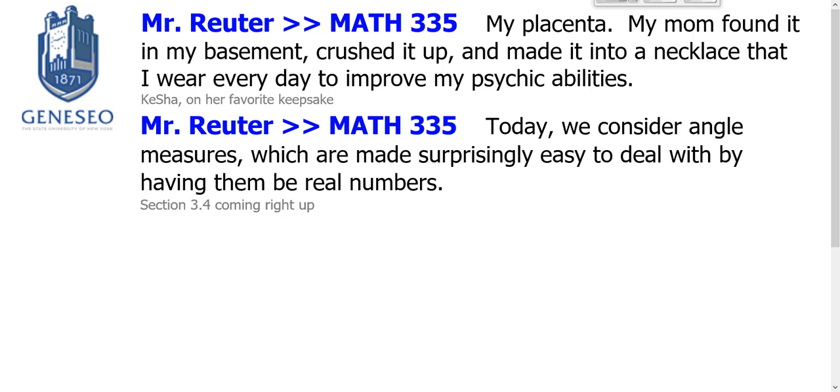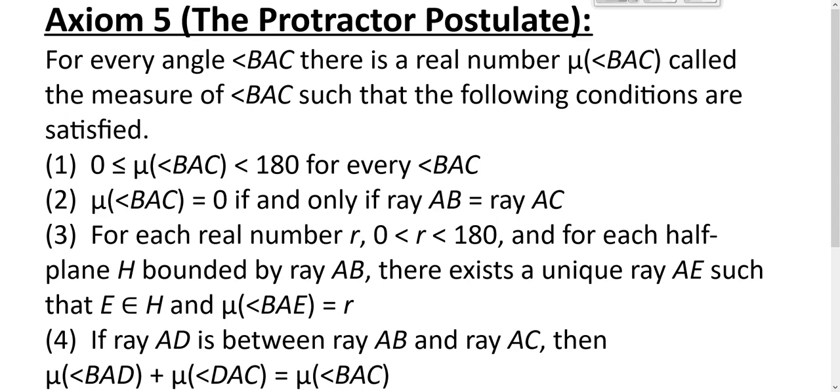All right, so on to axiom 5. Now that we have planes that are non-empty and angles, we should probably do the protractor postulate. The protractor postulate does for angles what the ruler postulate did for lines. So for every angle BAC, there is a real number called mu of angle BAC, called the measure of angle BAC, such that the following conditions are satisfied. All four conditions are satisfied.